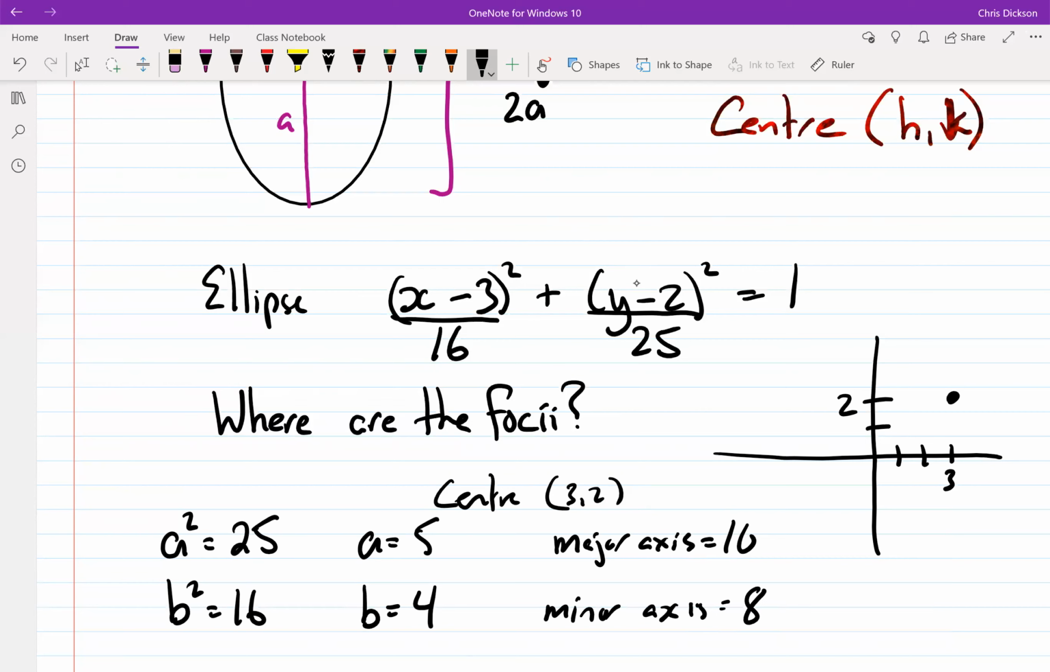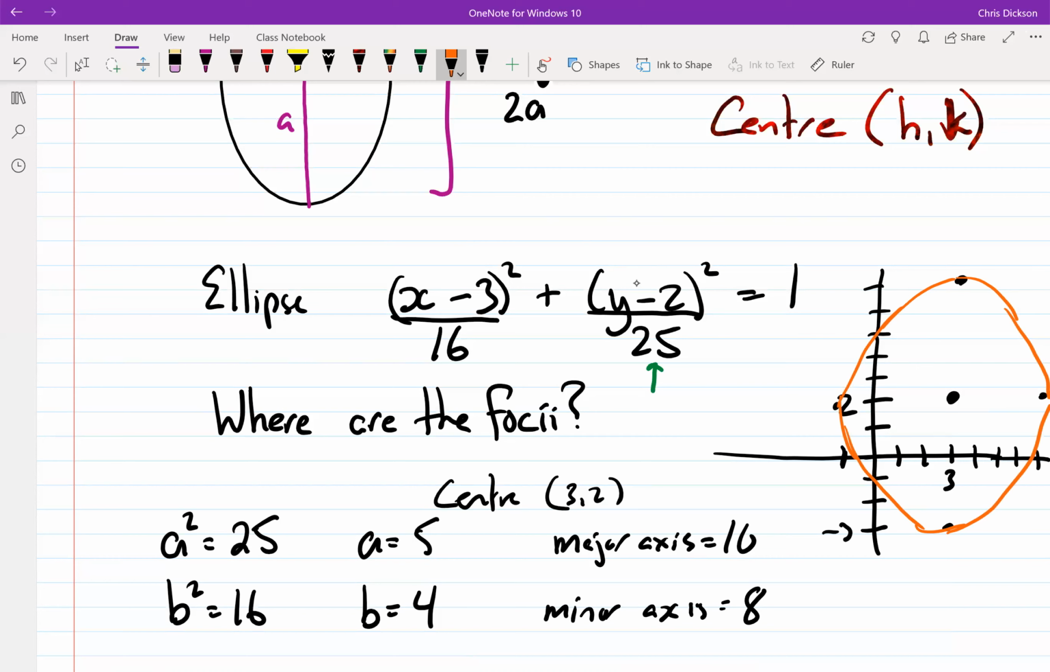Okay? Now, which way is it longer? This is where you've got to be careful: the a squared value is underneath the y. So the largest value is underneath the y, so it must be longer in the y direction. So I'm going to go from 2 and I have to go up 5. 1, 2, 3, 4, 5. So I'll put a little dot there. Go down 5. 1, 2, 3, 4, 5. Put a dot there. And now I have to go left and right 4 units because the b value is 4. So 1, 2, 3, 4. Little dot there. And 1, 2, 3, 4. Put a dot there. And so if I draw this, I get this kind of shape. It's not a great shape because I'm drawing pretty quickly here.